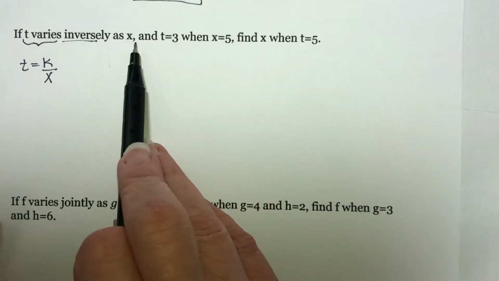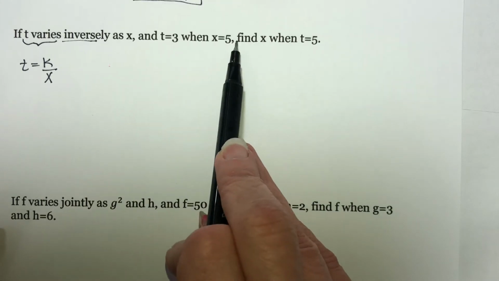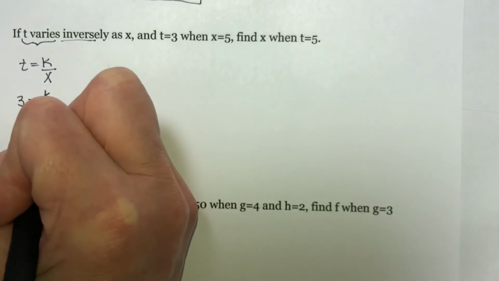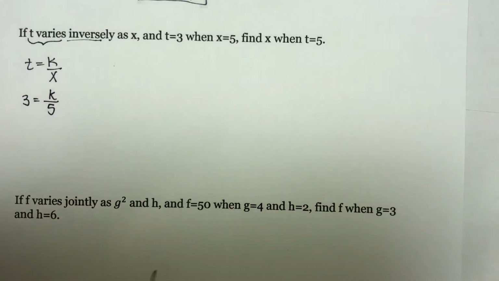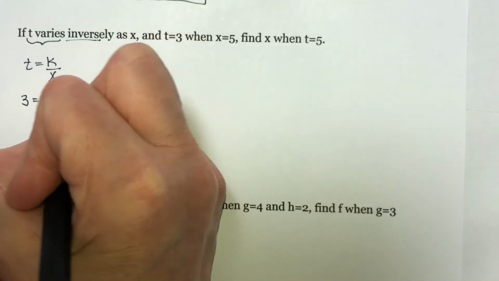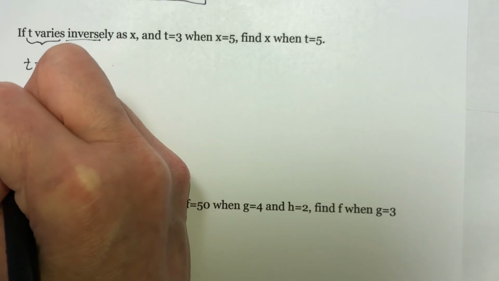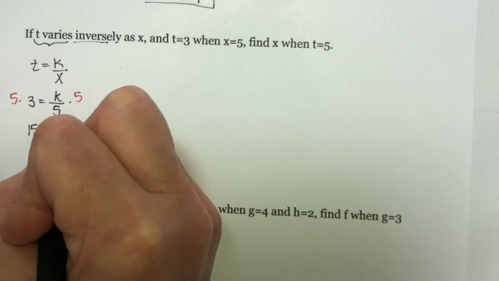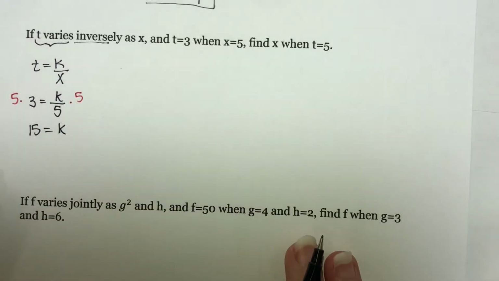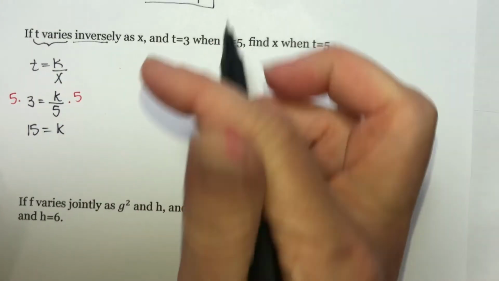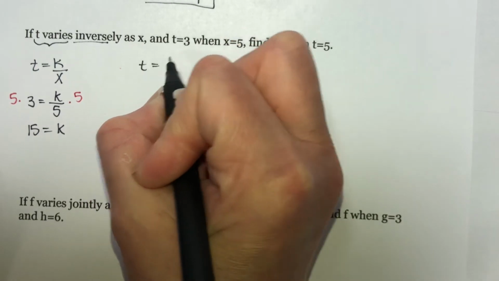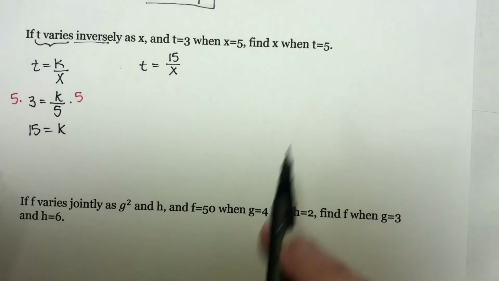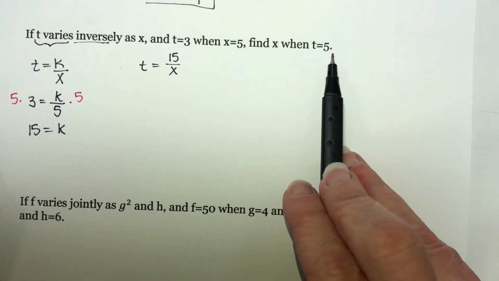Now use this information. t equals 3 when x equals 5. So this is 3 when x equals 5. That's enough information to find k. Just multiply both sides by 5. And we find that 15 is equal to k. Now we rewrite our formula. So t is equal to 15 over x. Now find x when t equals 5.